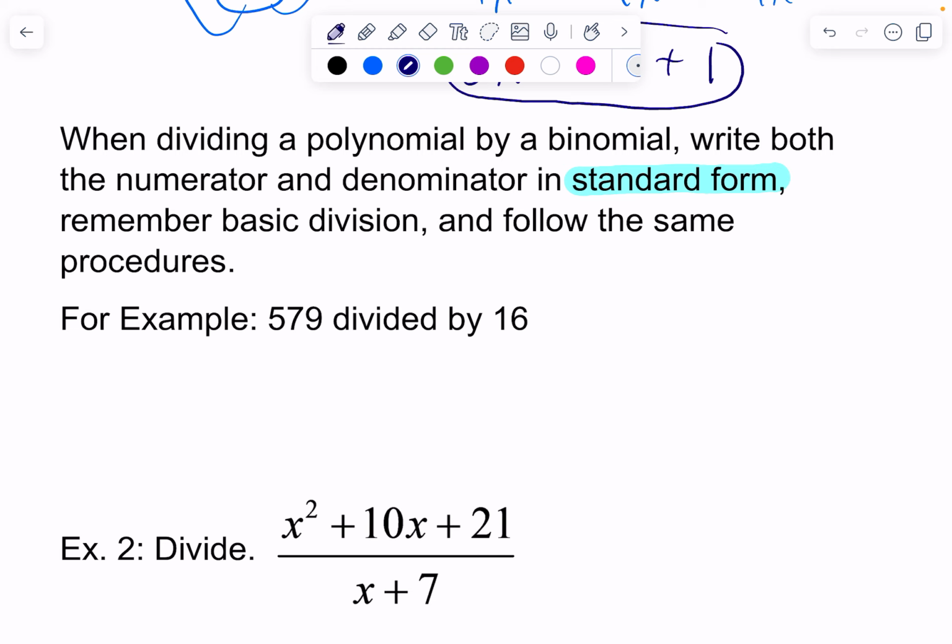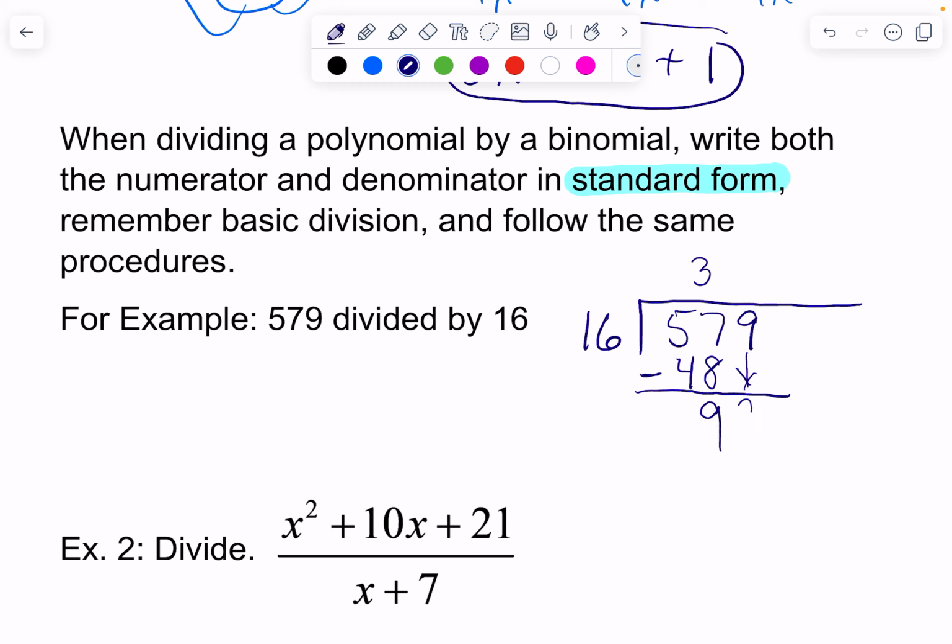If we have 579 divided by 16, the 16 is going to go on the outside. The 579 is going to go on the inside. 16 goes into 57 3 times. And 3 times 16 is 48. I'm going to subtract my value here, just like regular division, like we've always done when we were young kids. So we're going to go 57 minus 48, and that's going to give me 9.